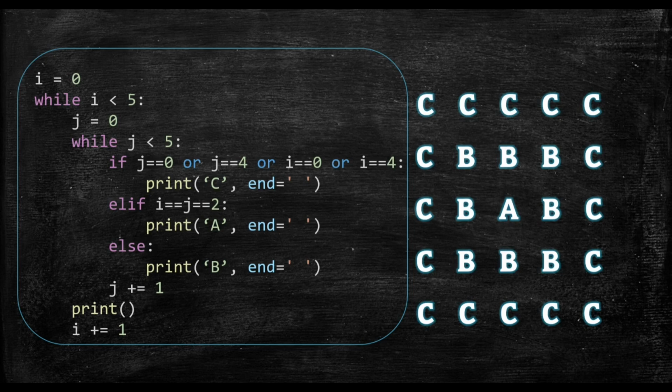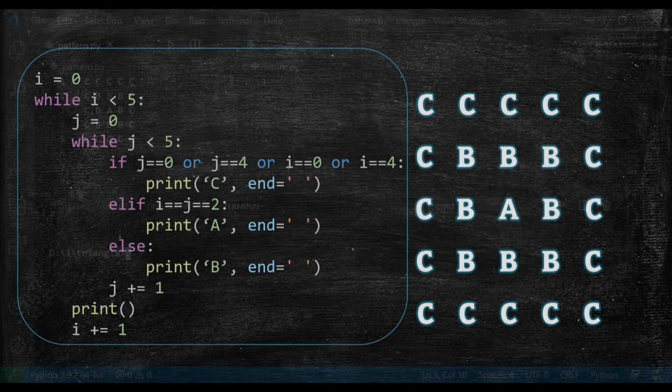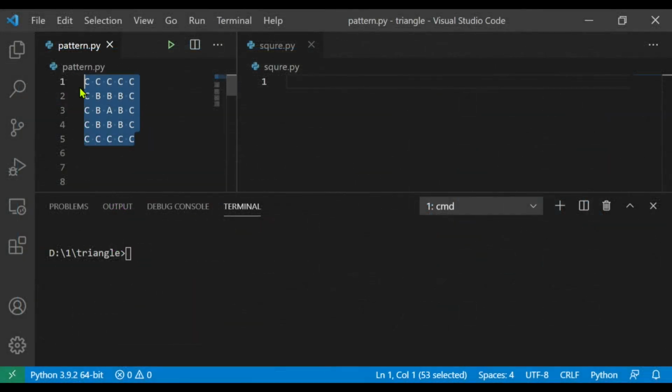In this video tutorial, we will see how to print alphabet square pattern. Let's move to Visual Studio Code and execute this pattern. In this pattern, every line contains 5 alphabet characters. Along with every alphabet character, a single space character is appended.